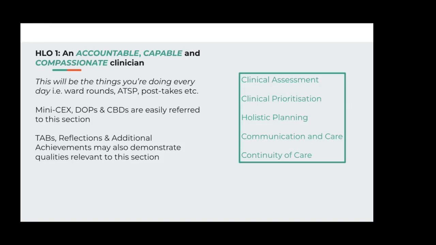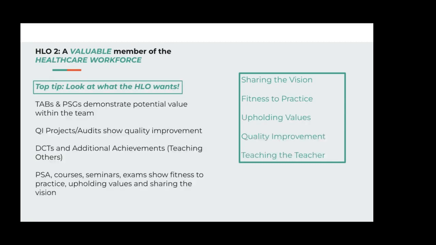But also think about things that you're doing every single day. So ward rounds, ask to see patients, post-takes, venipunctures, cannulation, all of that sort of stuff is demonstrating that you're a capable clinician. You can also map TABs, reflections, and additional achievements here that are showing you're developing your clinical skills. Importantly to note as well, you can map things to several different areas. So you could map your TAB to your HLO1, your HLO2, and your HLO3 if you wanted to, just to make sure it hits all the areas that you wanted to.